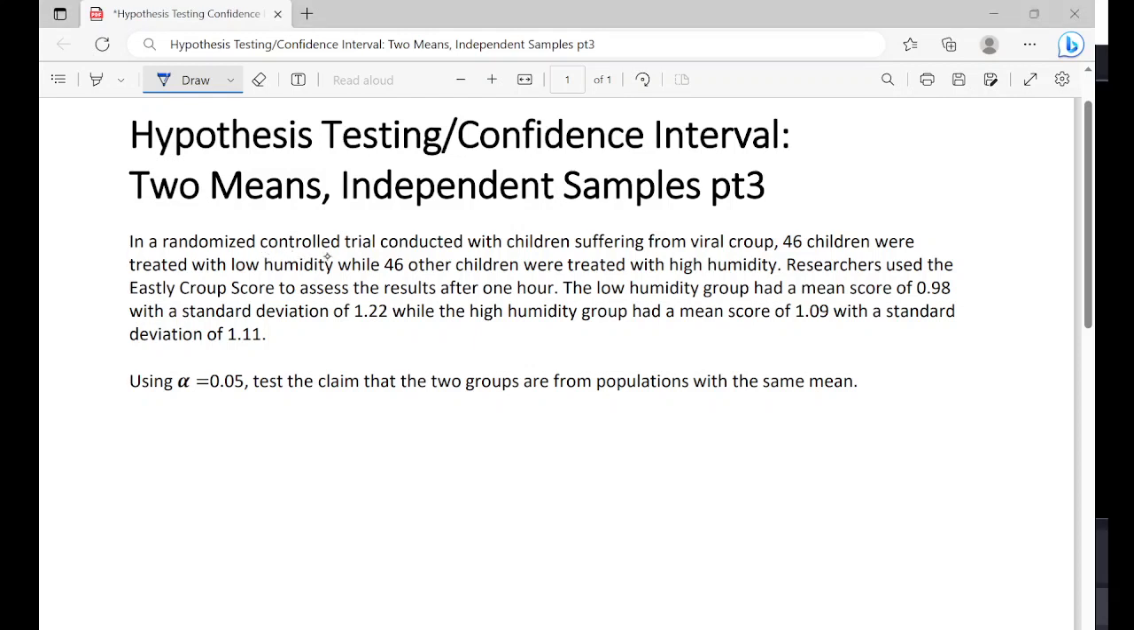In a randomized controlled trial conducted with children suffering from viral croup, 46 children were treated with low humidity, while 46 other children were treated with high humidity. Researchers used the Eastleigh Croup score to assess the results after 1 hour. The low humidity group had a mean score of 0.98 with a standard deviation of 1.22, while the high humidity group had a mean score of 1.09 with a standard deviation of 1.11. Using alpha equaling 0.05, the significance level, test the claim that the two groups are from populations with the same mean.